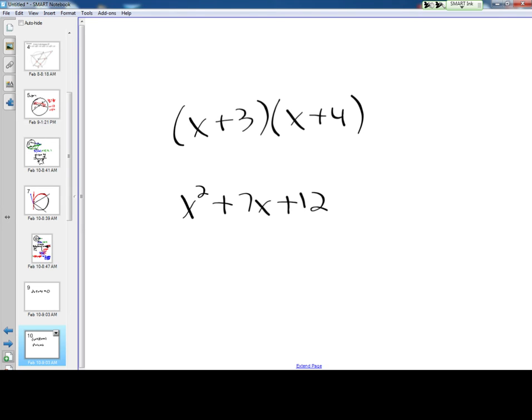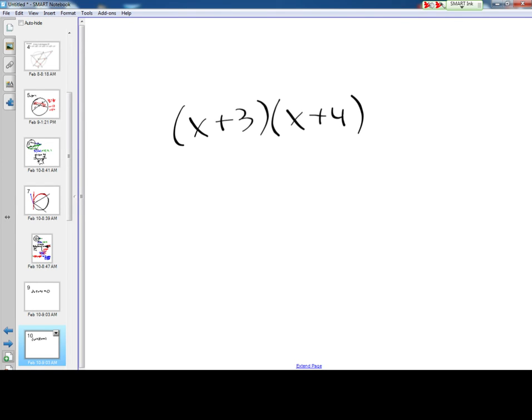Wait, are we using that one or before? We're going to do this one. We're going to save the other one, okay? Is it not yet? It's just FOIL, right? Okay, I hate and love that word. Look, for those of you that don't know how to do this: first, outside, inside.